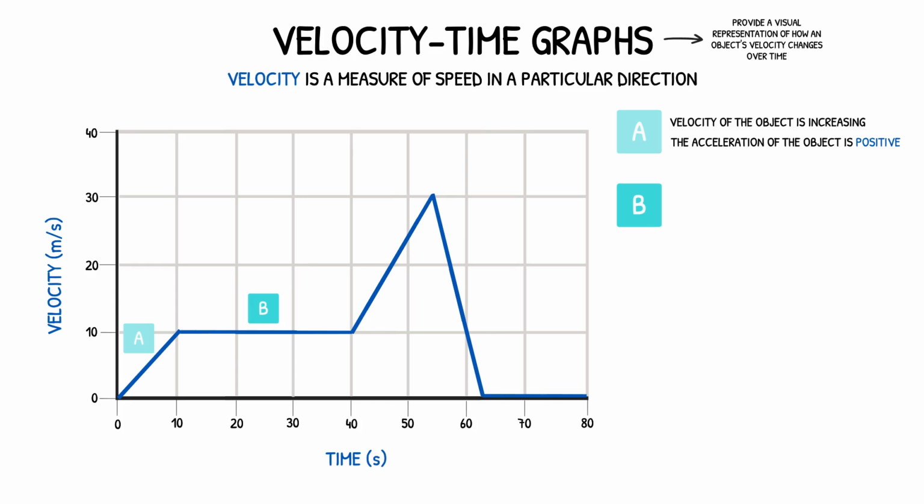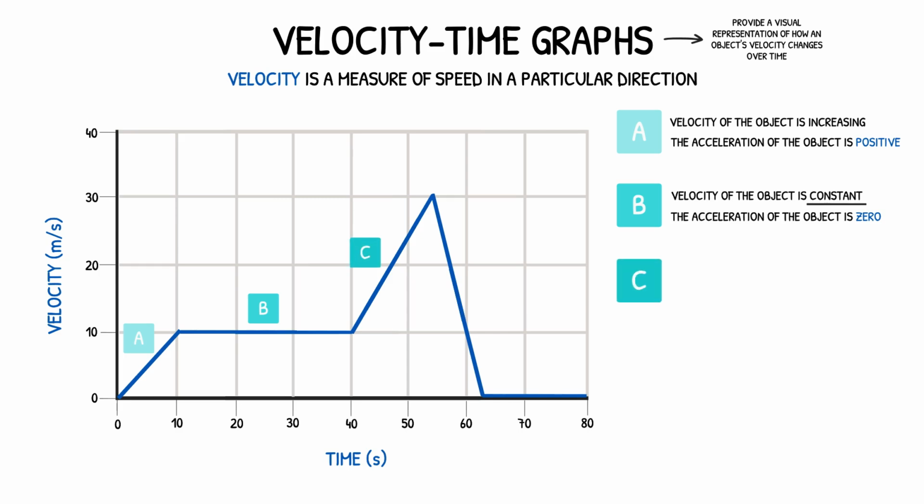At point B, we have a horizontal line above the x-axis. On a velocity time graph, a horizontal line marked above the x-axis indicates that the object is moving at a constant velocity. Once again, we can confirm this by looking at the values along the x and y-axis. Although time is passing, the velocity of the object remains constant. This means that the speed and direction of the object are not changing. Therefore, the acceleration of the object is 0.